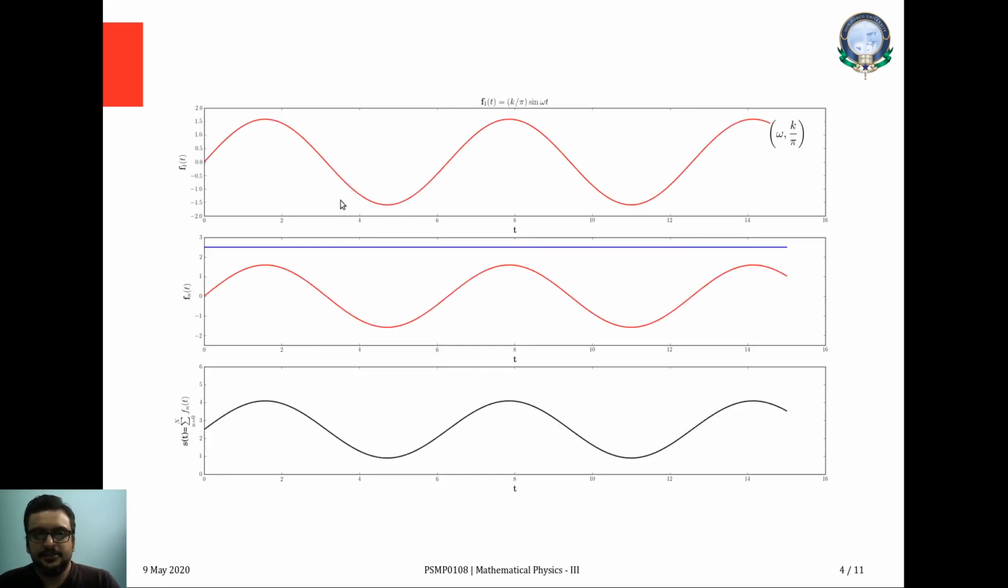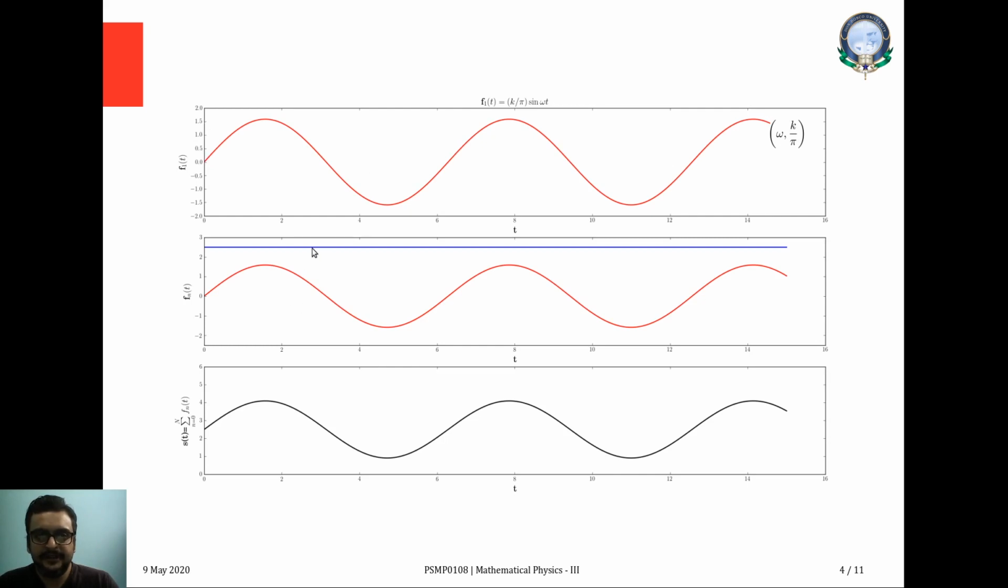Okay, so this is going to be simply a sinusoidal function. Again, I'm writing these two numbers because these two numbers contain all the information that I require to form this wave. Its frequency is omega and its amplitude is k by pi. The maximum value that it takes is k by pi.